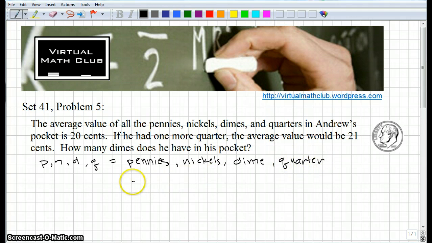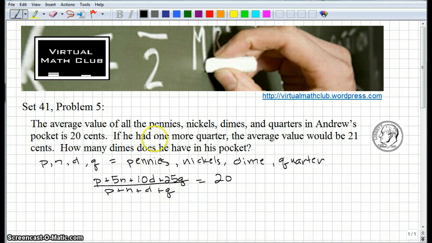So if I was going to find the average of all of the money in his pocket, I would take the number of pennies, they're worth 1 cent each, and 5 times the number of nickels, 10 times the number of dimes, and 25 times the number of quarters. That would give me the total amount of money in his pocket. And if I divide that by the number of coins in his pocket, which is just the number of pennies plus the number of nickels plus the number of dimes plus the number of quarters, I'll get 20 cents. That's what it says.